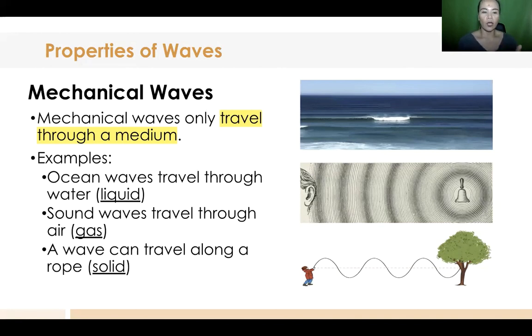So the medium could be liquid, such as water. The ocean waves travel through water. Sound waves travel through air, which is a gas. And of course, a wave can also travel along a rope. So that's your liquid, gas, and solid. And you call all these waves mechanical waves.